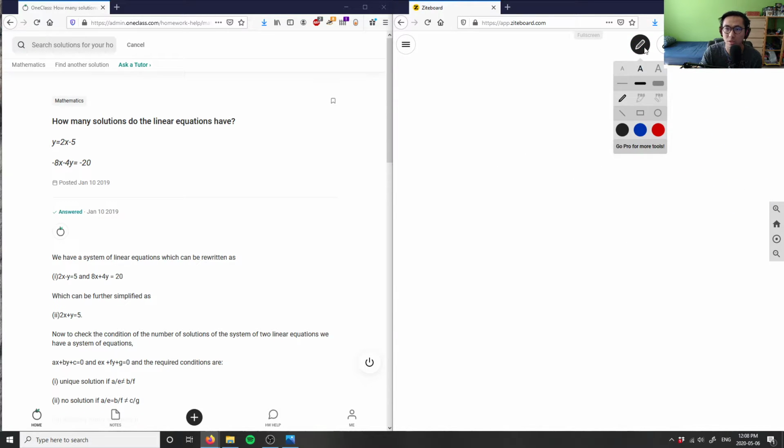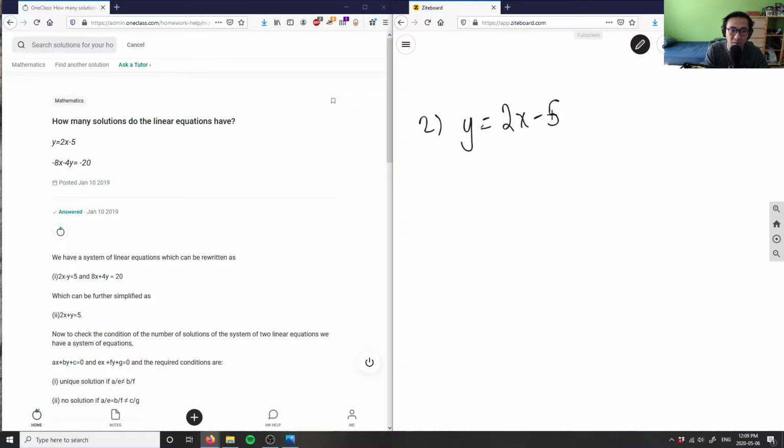Now we can look at question 2 here. It's asking how many solutions do the linear equations have. So I have here y equals 2x minus 5, and I have this here 8x minus 4y equals negative 20. So think about this problem here, and we're talking about how many solutions do these linear equations have. So how will we figure out this system of linear equations?